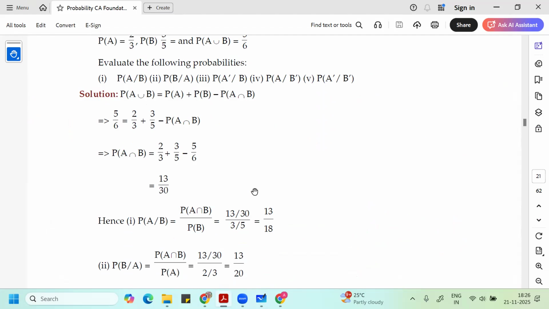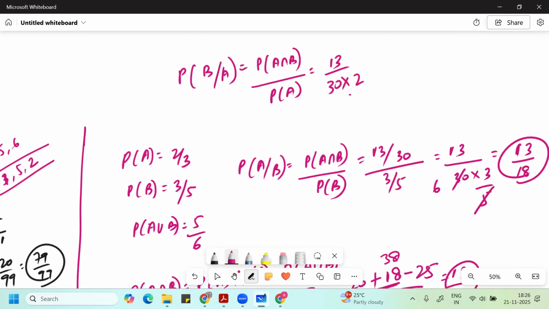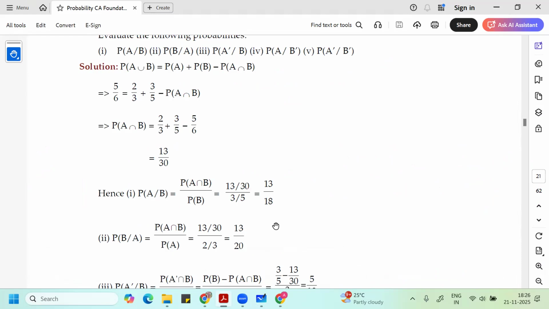13 by 18. And then if I ask you B intersection A, B by A, it means A intersection B by probability of A. A intersection B I got is 13 by 30 and probability of A is 2 by 3. This is 10. So this is 13 by 20. Next would be the third.